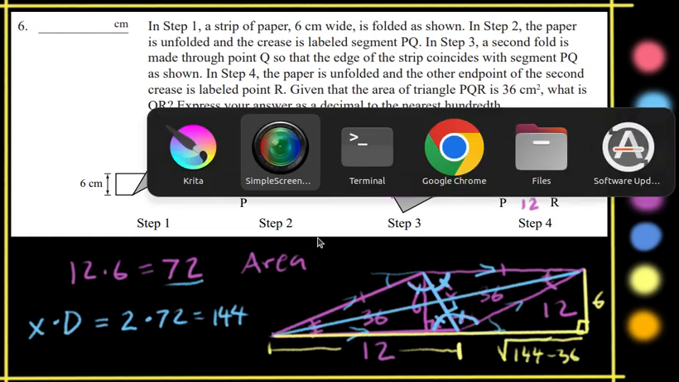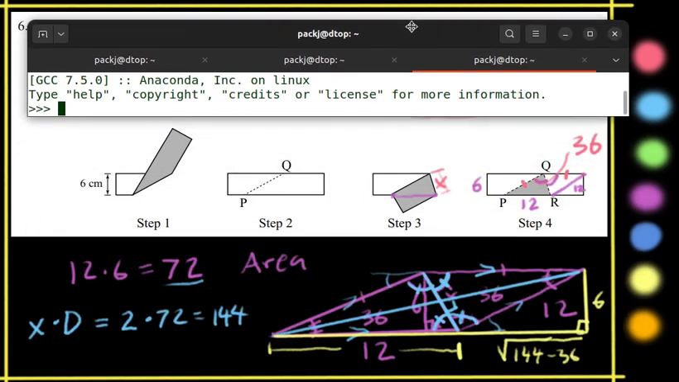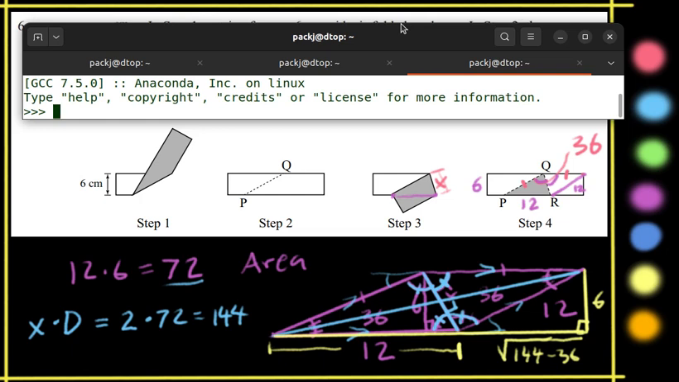Let's get out our calculator here. So what do we have? The diagonal is going to be 12 plus the square root of 144 minus 36. That's going to be one side, that long yellow side along the bottom. That thing needs to be squared, right? We need to square that thing. And then we need to add that with 6 squared, which is 36. And then we need to take the square root of that whole thing. So that should give us that diagonal.